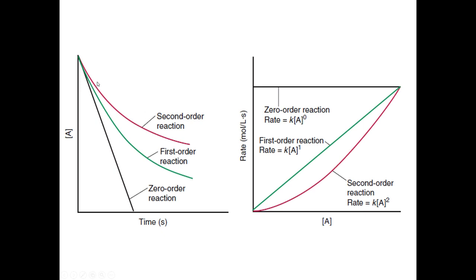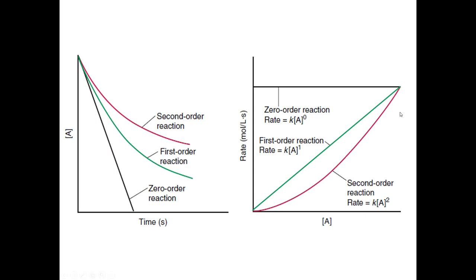The red line shows a second order reaction. For second order, we have an exponential effect or squaring effect. So as A decreases, our rate is decreasing by an even greater amount. So I can see a more defined curve. My rate is slowing down faster with second order.